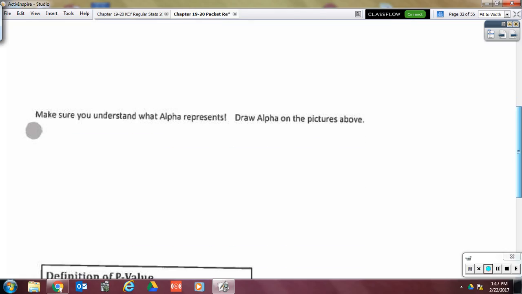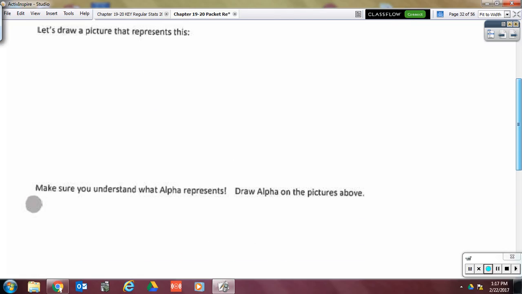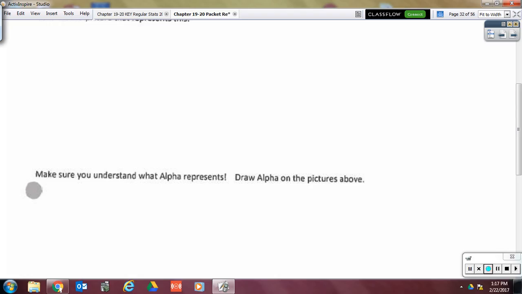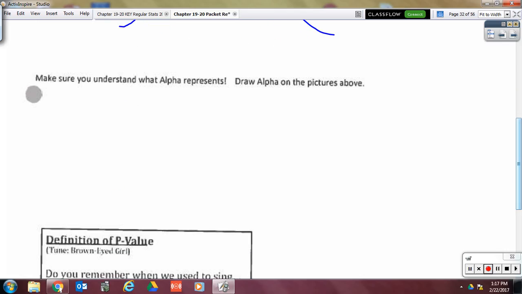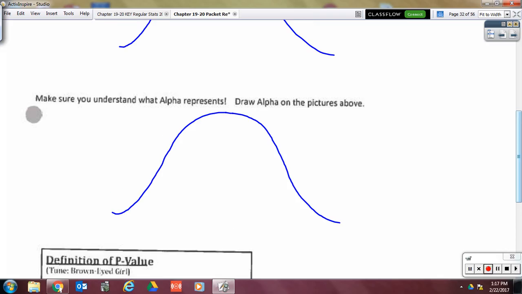So on this section, you have two little pieces here. We're going to draw two normal curves that are the same. So draw one right here, and then another one that's the same below it. My blue color that I have here is just your regular old pen or pencil. And when I change colors, I'll tell you I'm changing colors.